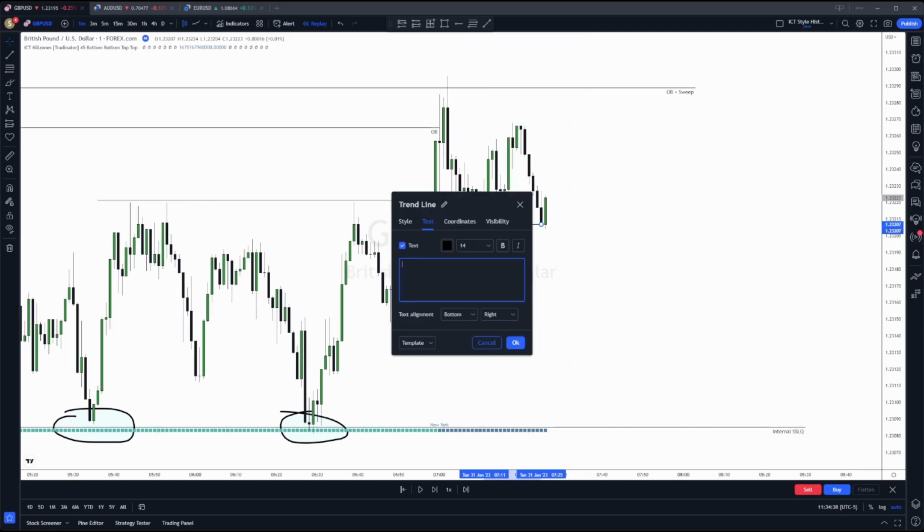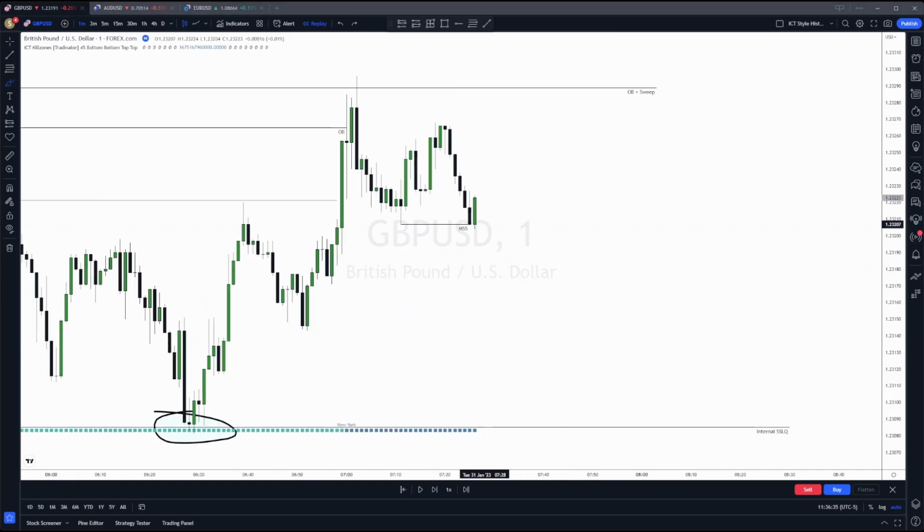So we have our first criteria met, which is the market structure shift. It was a really small one, but it's still valid. We actually have to see where our fair value gaps are right here. If you look closely, we have a really small one right here, but I really wanted to see this one being tapped into. So that's exactly what I did.